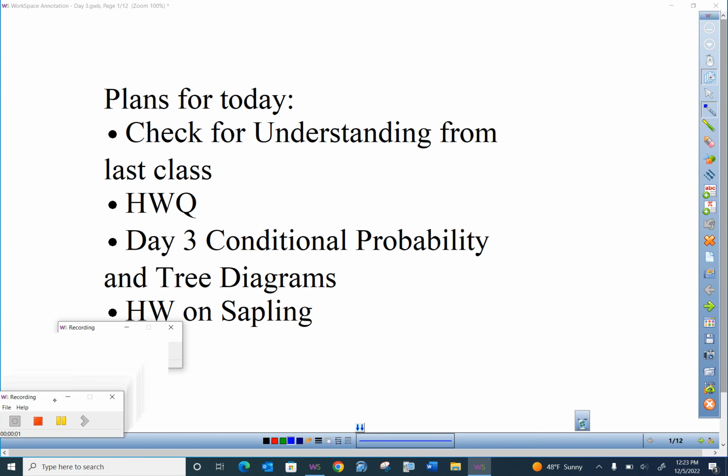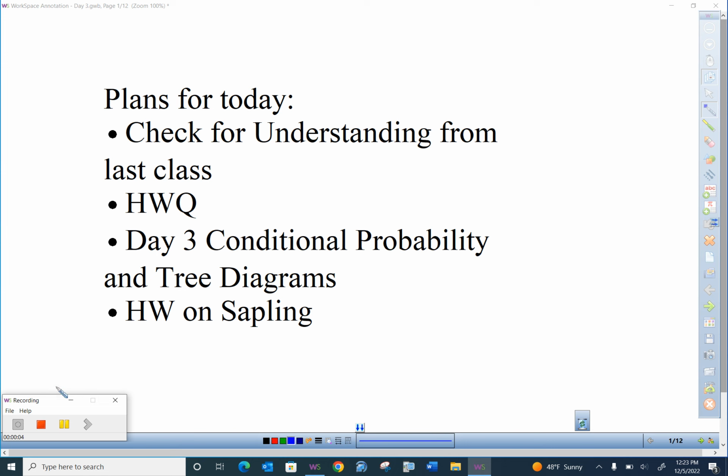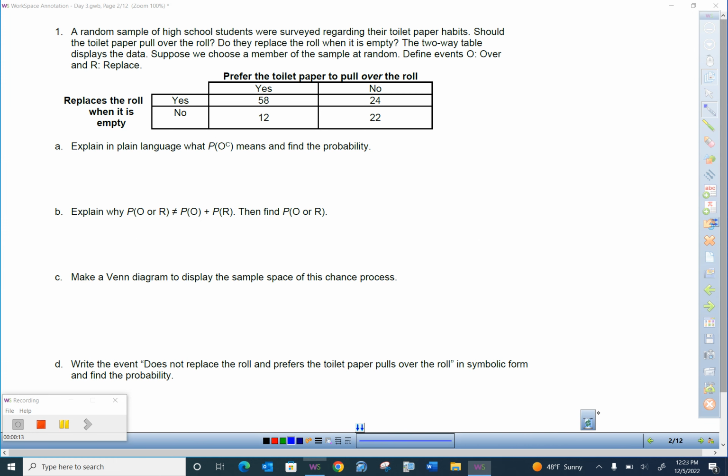All right, y'all. First thing we're going to be doing today is actually finishing where we left off last time. Okay, so I want you to grab your practice from last time, the check for understanding. Okay, it's at the front side of the second page, right where you see this information.